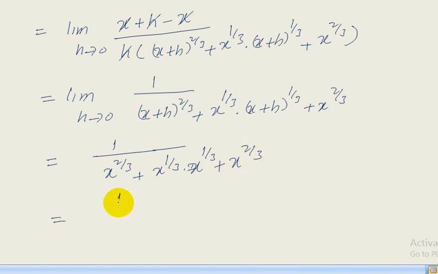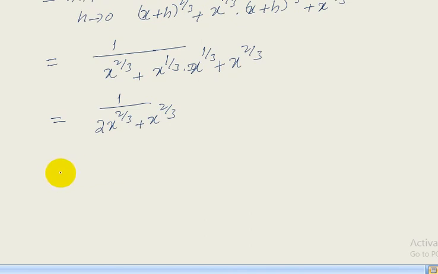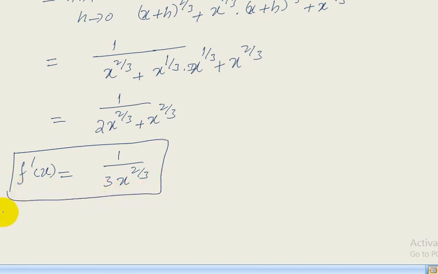This is equal to 1 upon x raised power 2 upon 3, x raised power 2 upon 3, x raised power 2 upon 3. This is 2 times x raised power 2 upon 3 plus x raised power 1 upon 3 into x raised power 1 upon 3 is also equal to x raised power 2 upon 3. Now this is equal to 1 upon 3 times x raised power 2 upon 3. So f prime of x is equal to 1 upon 3 x raised power 2 upon 3.